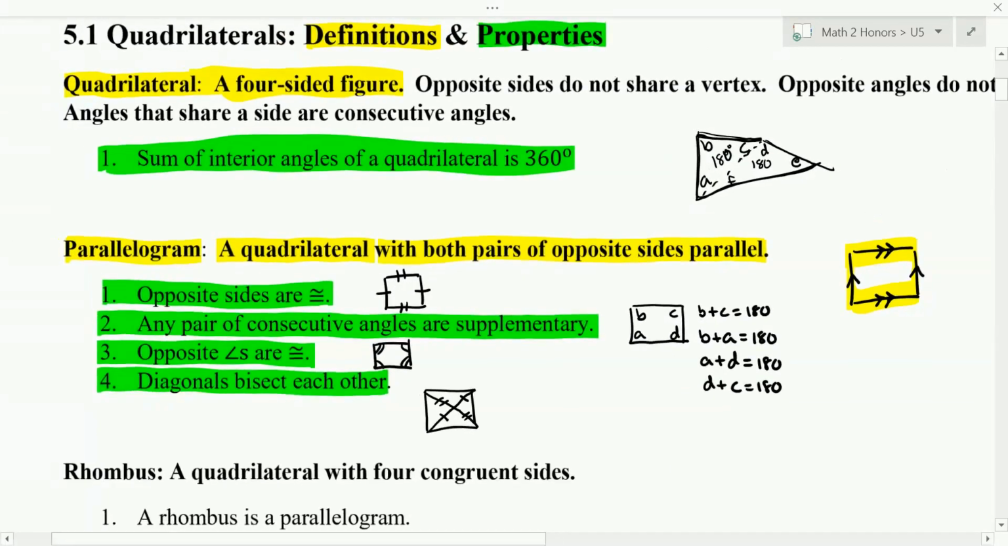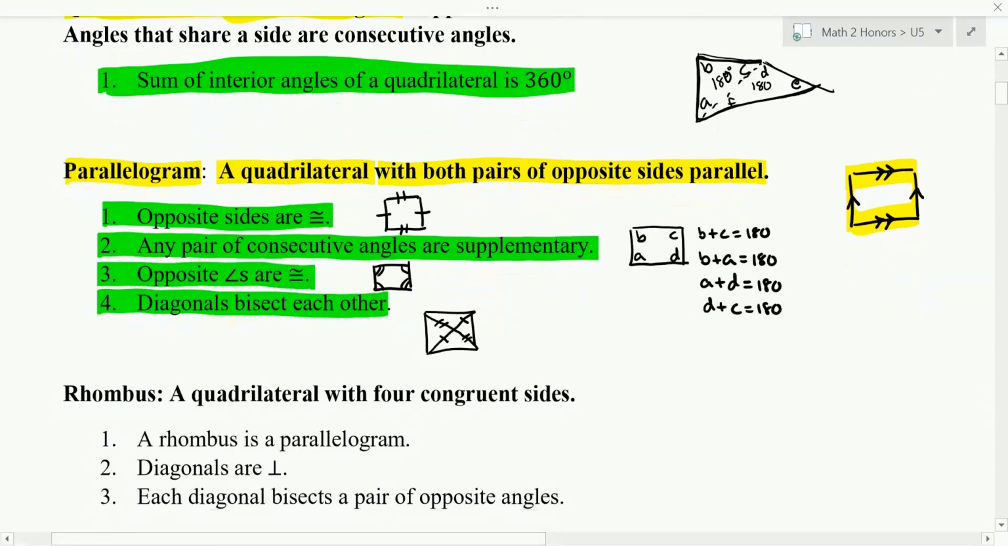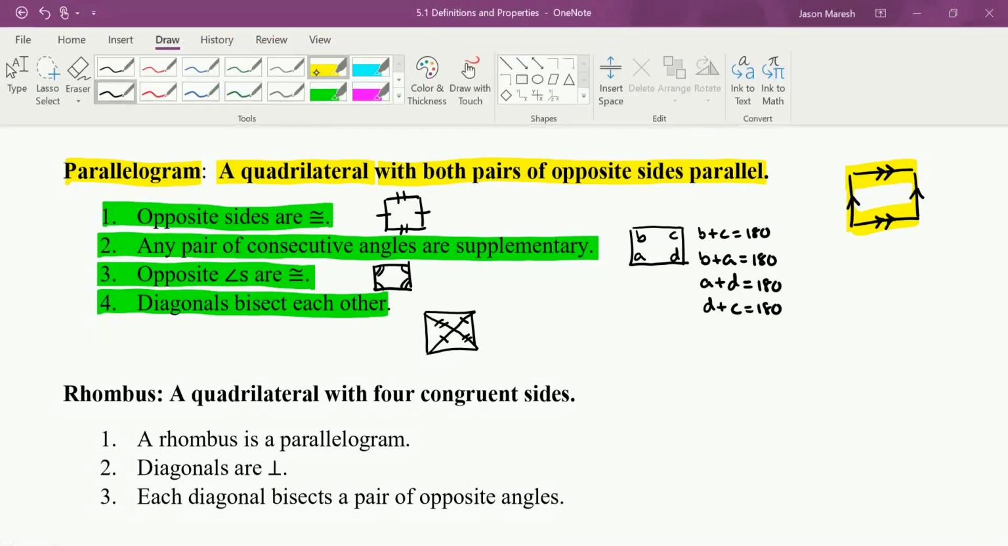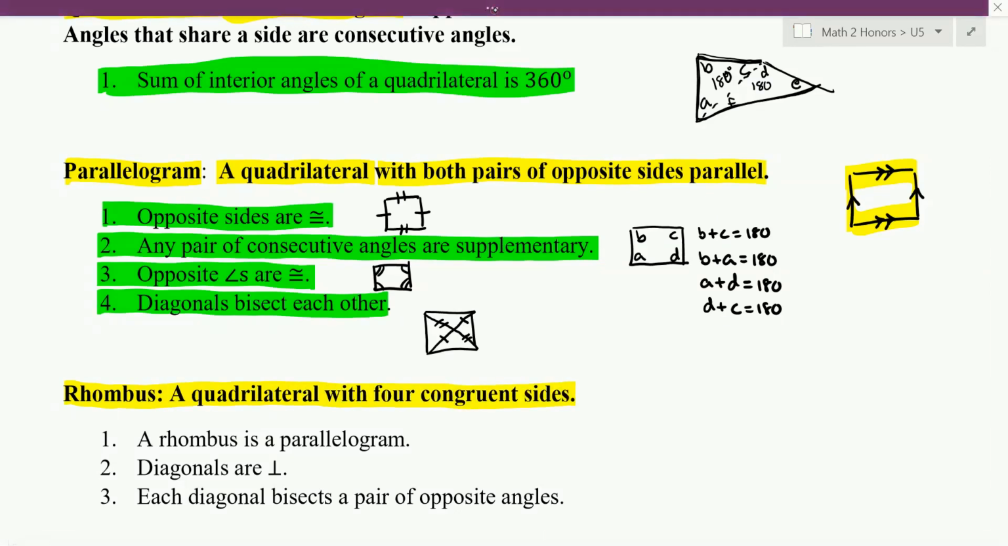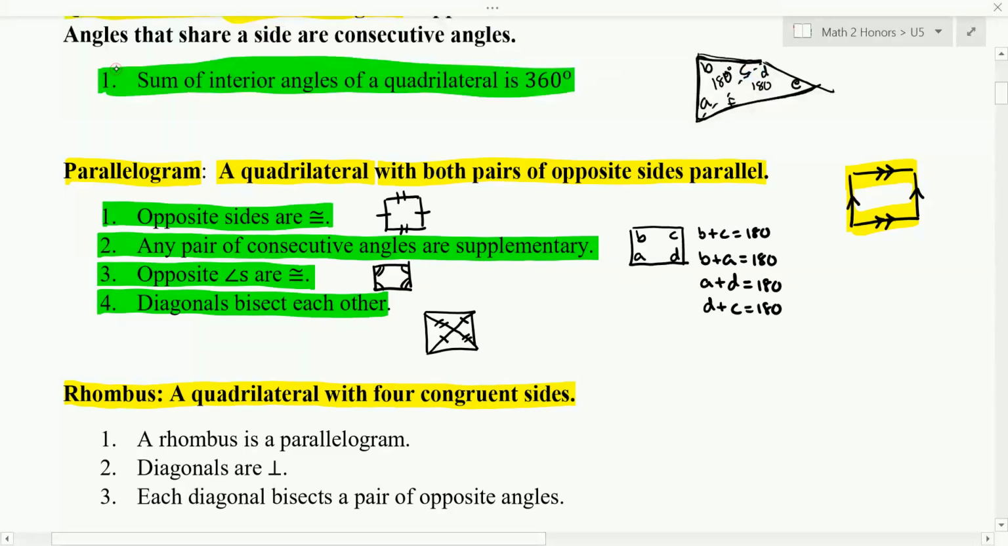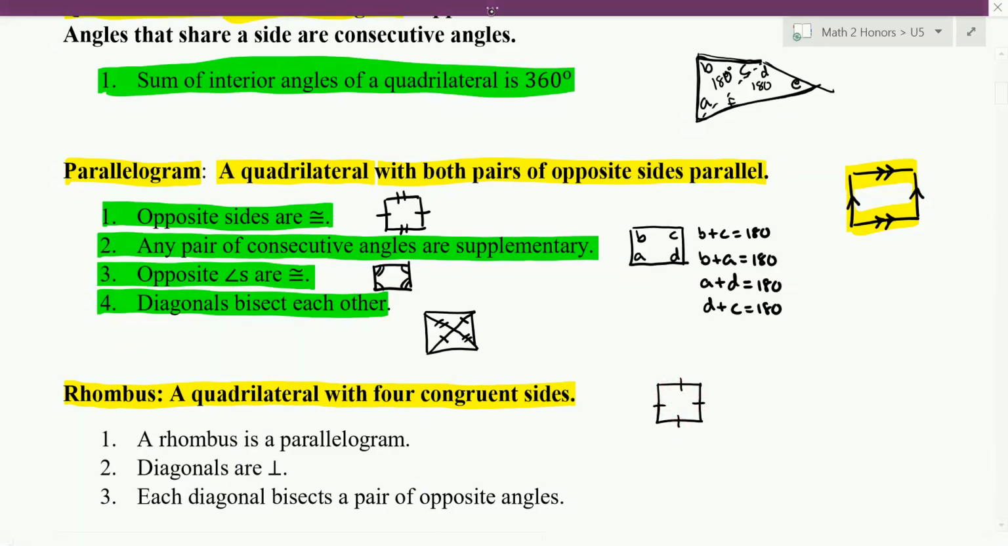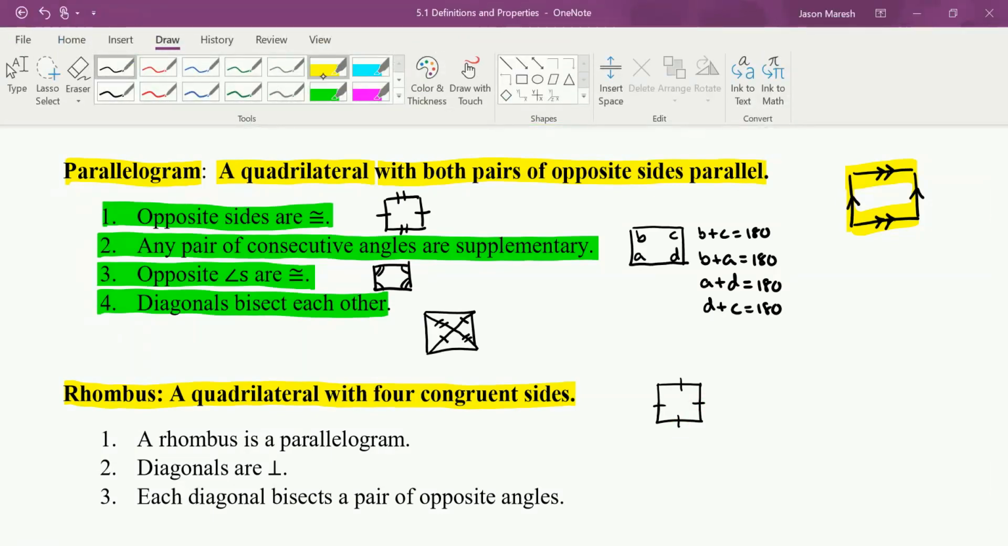So those are the four properties that you have to know that go along with every parallelogram, and you have to know the definition of a parallelogram. Okay. A rhombus is defined as a quadrilateral, so it's got four sides, and not only does it have four sides, but all four sides are congruent. So the definition would look like that. You got to use the same mark on all four sides.